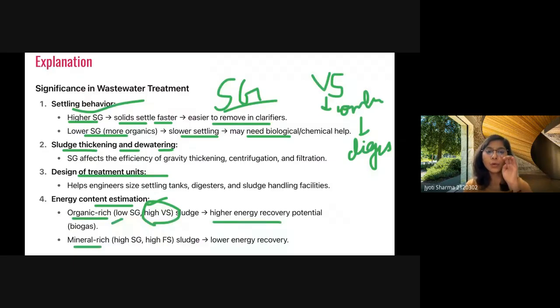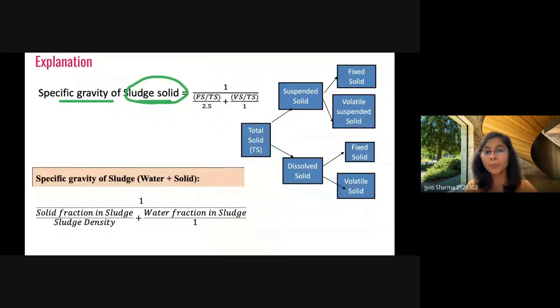Okay, so this is the one formula. If you want to calculate the specific gravity of sludge solid, it will be 1 divided by (Fs/Ts)/2.5 plus (Vs/Ts)/1. Here Fs is fixed solid and Ts is total solid. As we know, fixed solid has a specific gravity of 2.5, and volatile solid has 1. So this will be your calculation for the specific gravity of sludge solid.